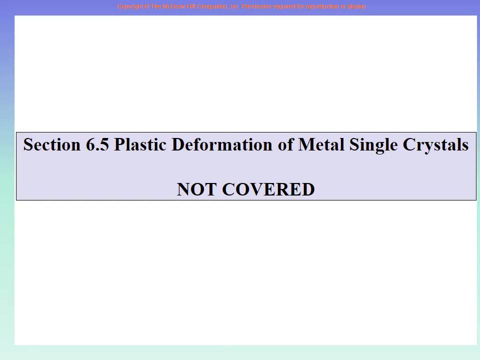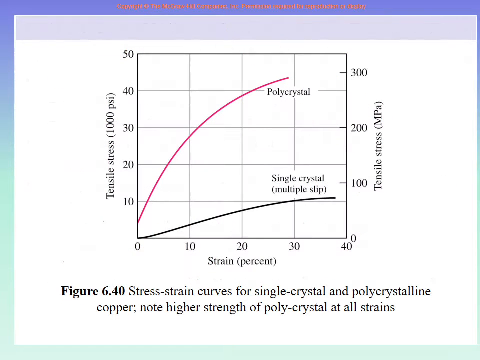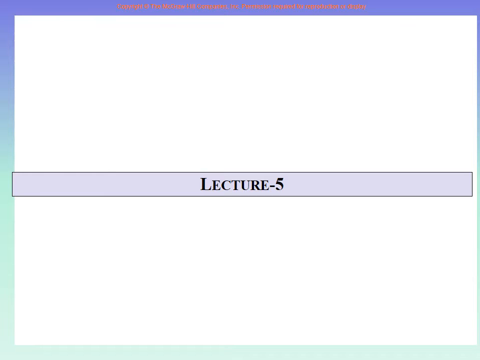We told you that section 6.5 will not be covered, and the next section is plastic deformation of polycrystalline metals, where the first topic was effect of grain boundaries on strength. Then we showed you the strength of a polycrystalline metal and a single crystal metal. We started talking of the Hall-Petch equation, where yield strength can be defined in terms of the average grain diameter. So this was where we stopped last time.